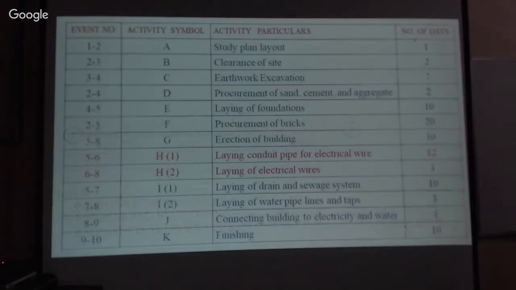And similarly, if you go further, 5 to 6 and 6 to 8, H1 and H2: activity H1, laying of conduit pipe for electrical wire, and H2, laying of electrical wire. It is only to lay the pipes, and this is to lay the electrical wires. It is 5 to 6, 6 to 8. Number of days required is 12 days here, and 3 days here. Therefore, please note here 5 to 6: this is the starting event, and this is the ending event.